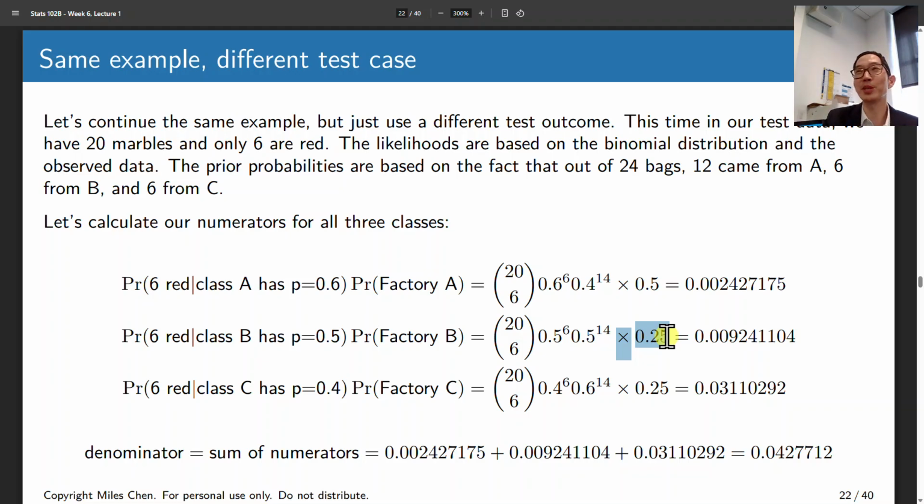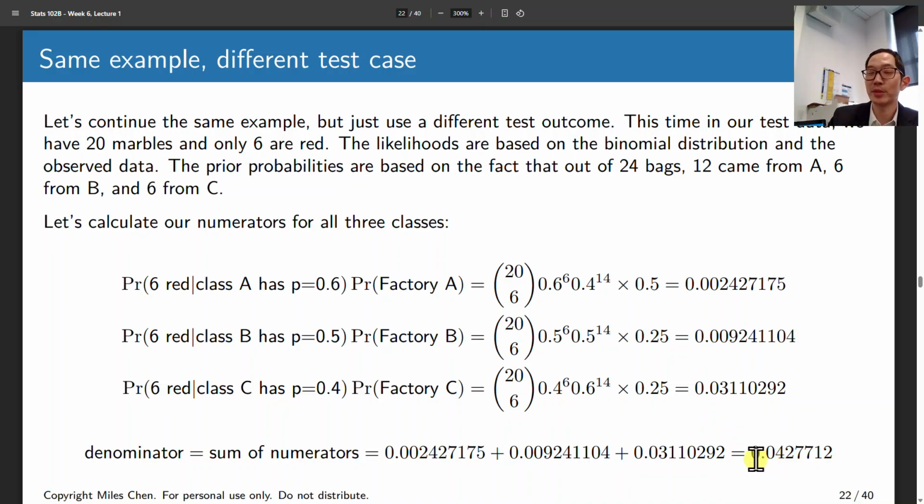I'm skipping ahead, combining the prior and the likelihood. These are the numerators. And then Factory C has a fill proportion of 40% red. So we do 20 choose 6, 0.4 to the 6, 60% blue, 0.6 to the 14, times 0.25 for our prior probability, and we get 0.03. And so our numerators are these values, and our denominator is the sum of the numerators across all possible classes, and we get a small number, 0.042.